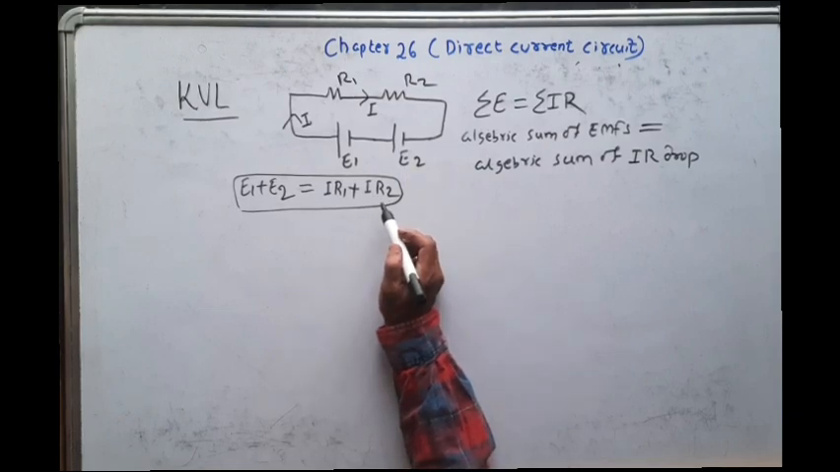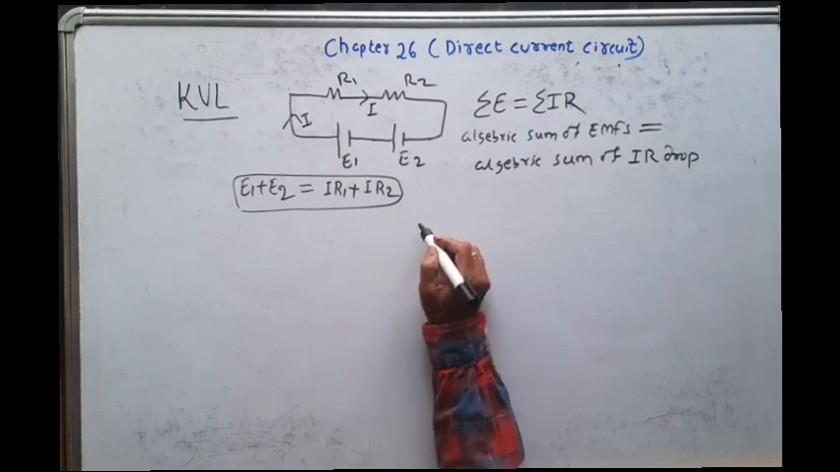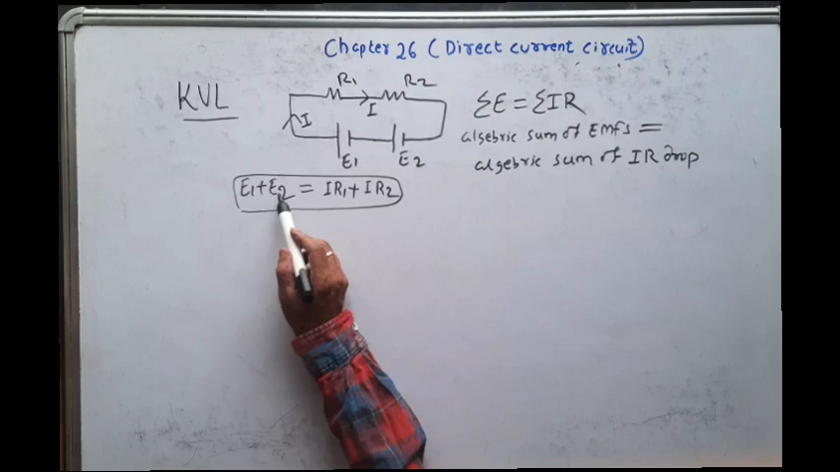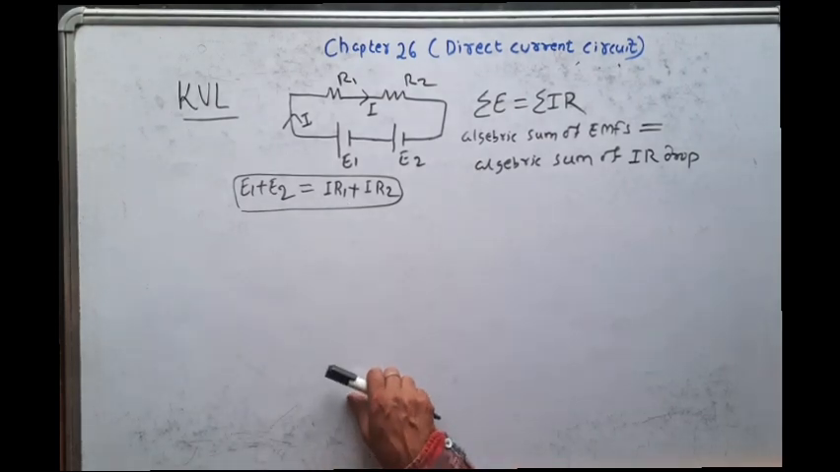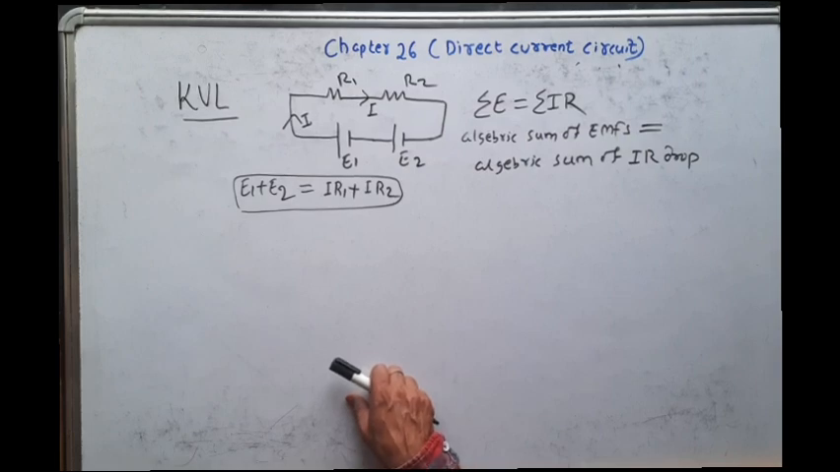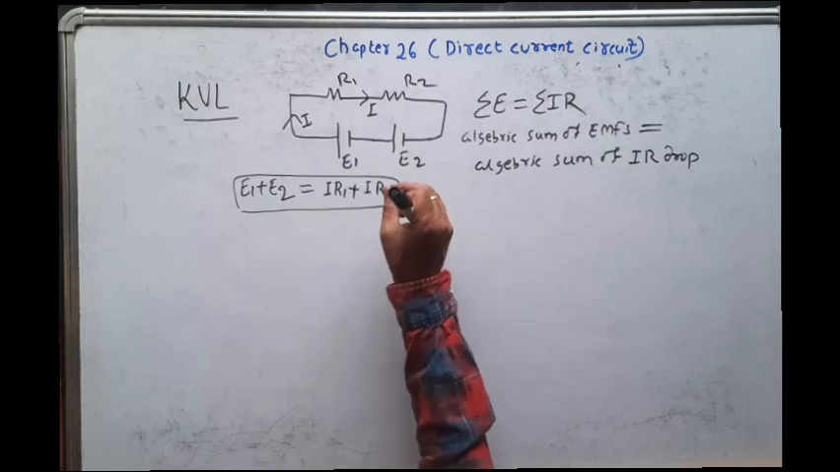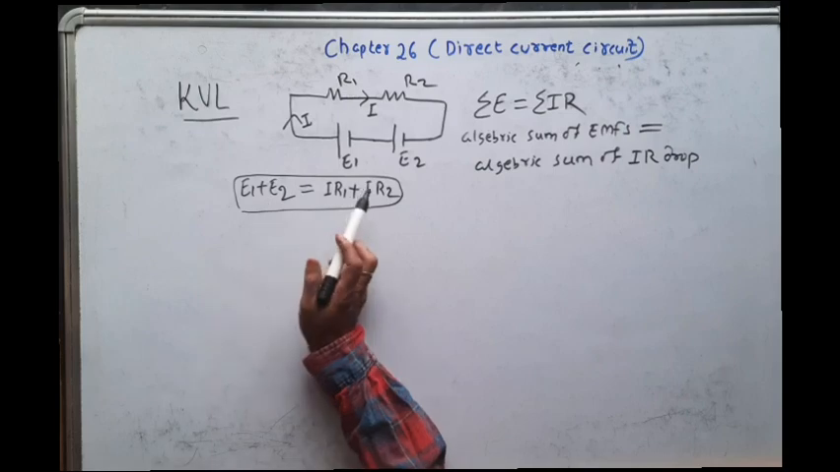Just an example: suppose in a family, the father is drawing a salary and the son is also drawing a salary. The total salary is nothing but total EMF, which is equal to the total drop. Drop means you are going to a restaurant, you are going to buy an ornament. In that, your money will drop. This is just an example.